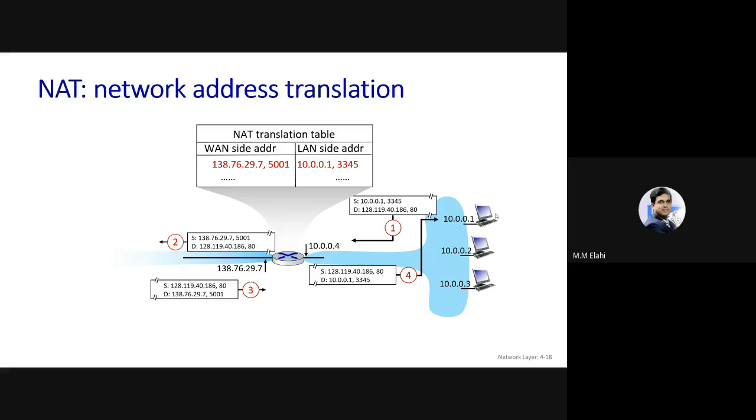Now the question, in fact the answer to the question: why did we not keep 3345, and instead created a new port number 5001, right? That is the question. If we keep 3345 here, will it be a problem?